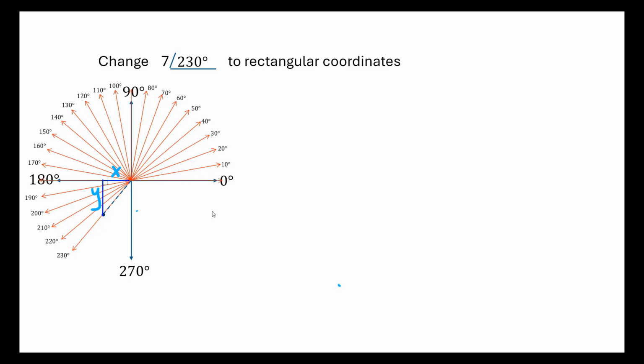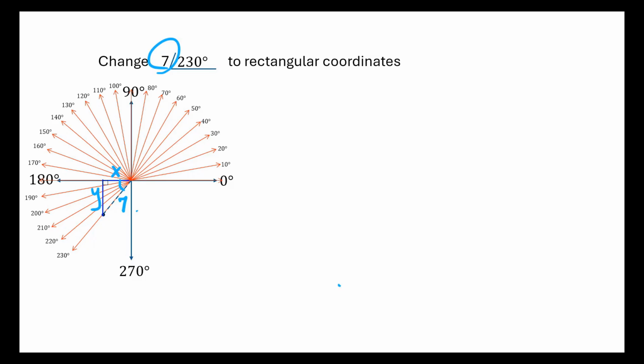So we know that the hypotenuse is 7 because that's what we have right here. And so we're going to use our trig functions to find x and y. You might be saying, wait a minute, we don't have an angle. And that's right, we do have to have an angle in order to figure out what those sides are. So what is the angle? Well, it's right here. And we know that we started at 0 and went all the way around to 230.